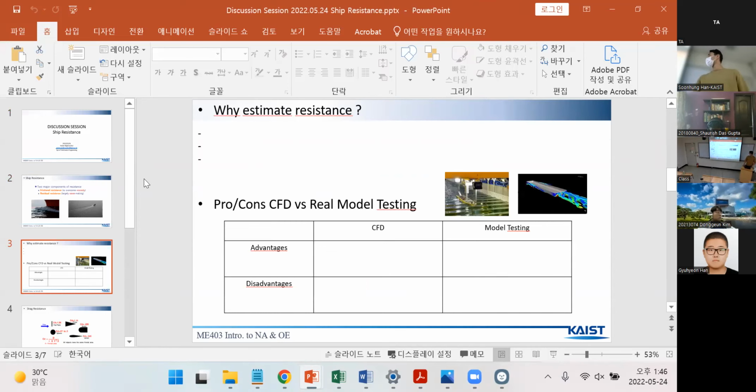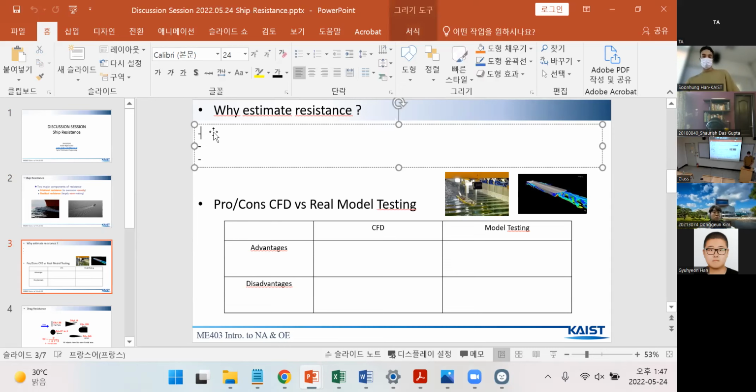First, a short introductory question for what you saw before and what you know. Why do we need to estimate these two types of resistance for a ship to design a ship? We need to estimate the resistance in order to have an estimation of the power of the engine.